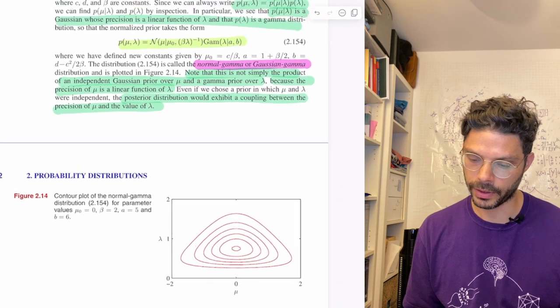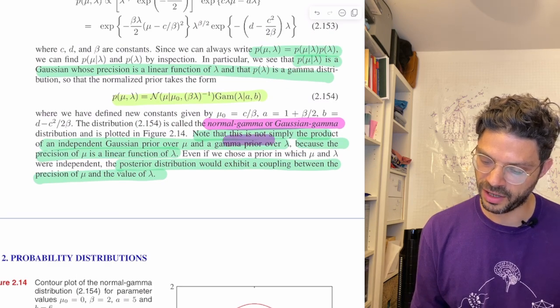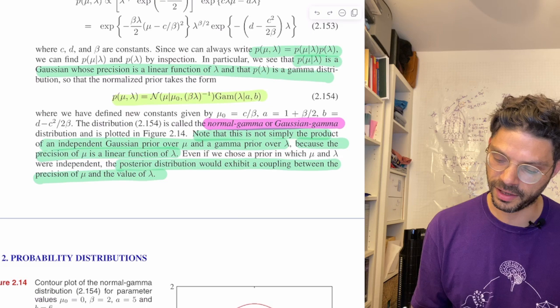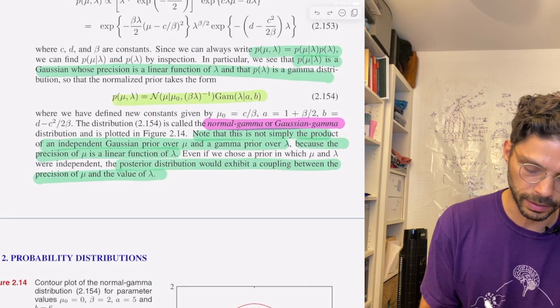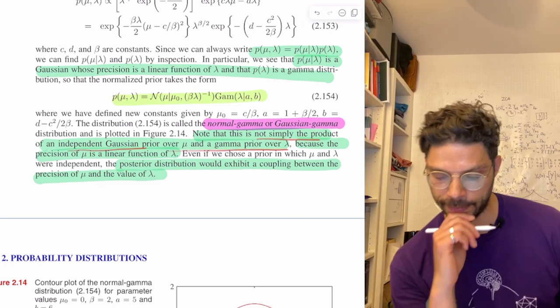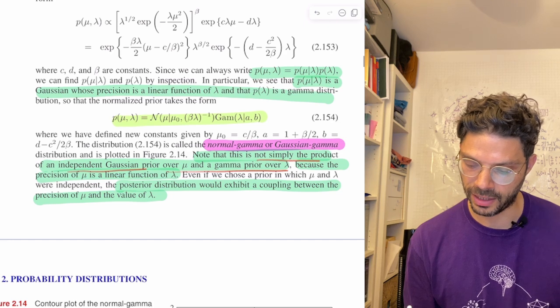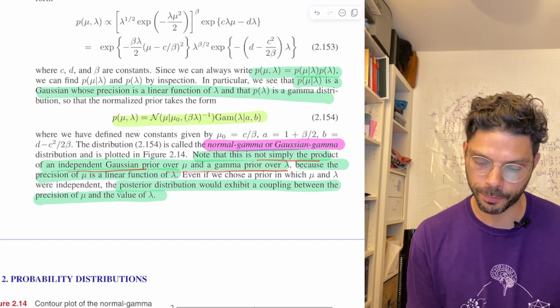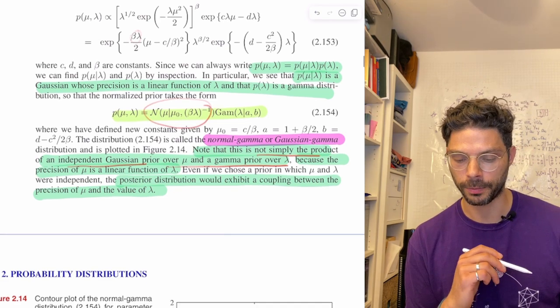Yep, so let's keep going. Note that it's not simply the product of an independent Gaussian prior over mu. I think that's an important point. The reason is that the precision term is showing up inside the normal distribution.